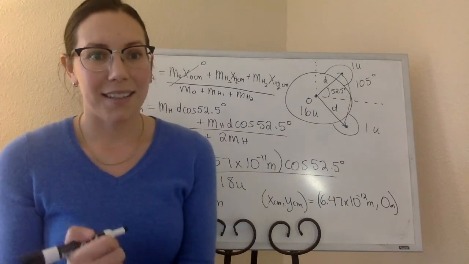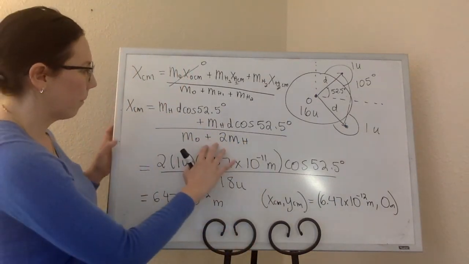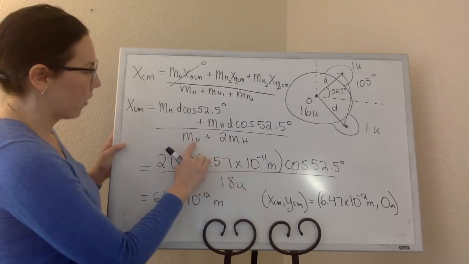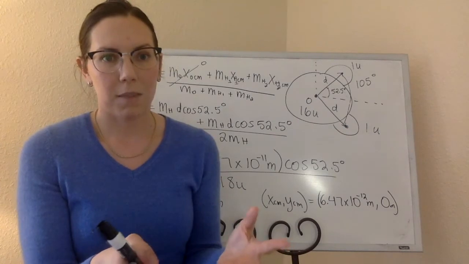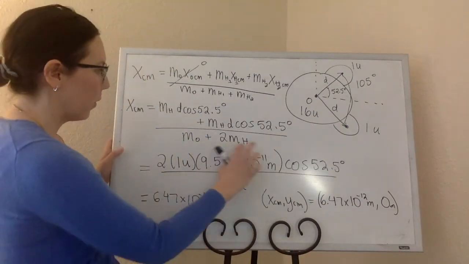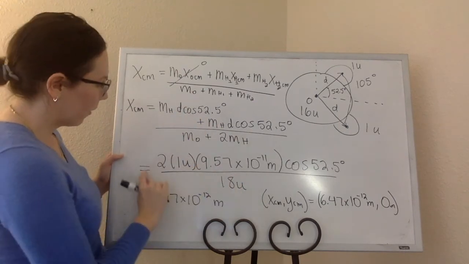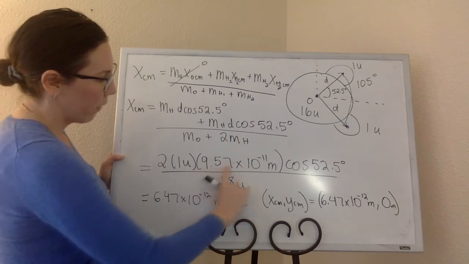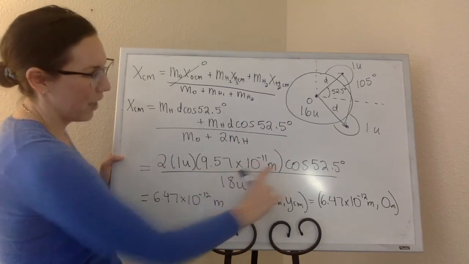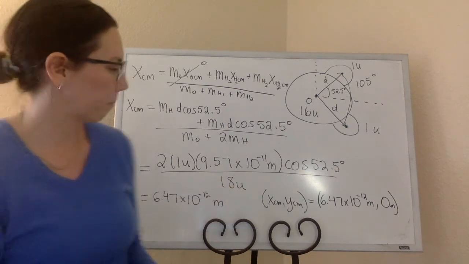Okay, so that's 0, but notice when we go to put in the total mass, which I've done here, we still keep the mass of oxygen there. So there's still weighting at the origin due to that oxygen. And then 2 times the mass of hydrogen. Plugging in the numbers, we have two identical terms here, 2 times 1 atomic mass unit, 9.57 times 10 to the negative 11 meters, cos 52.5 over the total mass, 18 U.